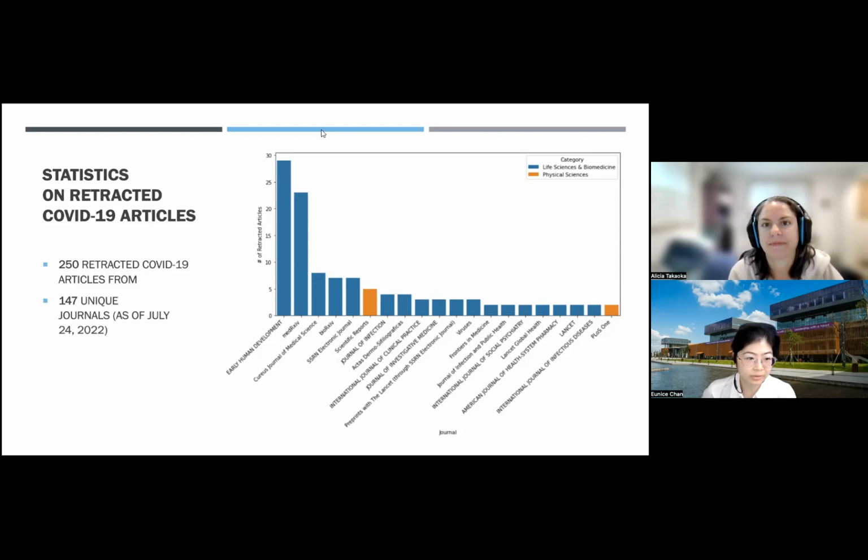We have updated the number of retracted articles since then. We have found 250 retracted COVID-19 articles from 147 unique journals, updated as of July 24th, 2022. On your right, you can see a graph of the top 20 journals and the number of retracted articles from each journal. The columns are colored according to their journal categories. Most of the journals here are from the life sciences and biomedicine, and the two that are classified as physical sciences are actually multidisciplinary journals. Scientific Reports and PLOS ONE also include life sciences and biomedicine, but since they're multidisciplinary, we decided to choose a different color to highlight those. Generally, the top 20 journals are life science and biomedicine based, which is to be expected due to the nature of COVID-19. Next slide.